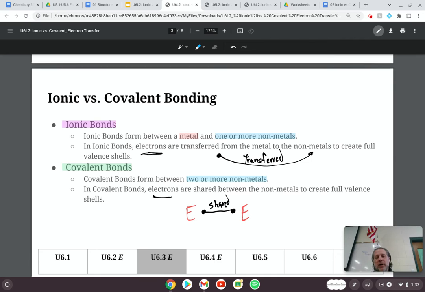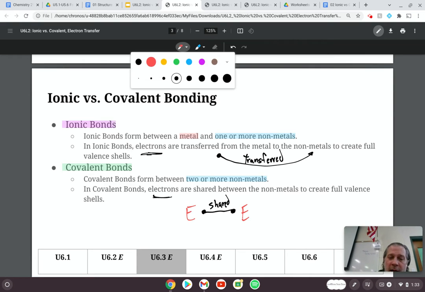Now, we're not going to spend a lot of time showing how electrons are shared in this unit because we have a whole unit dedicated to it later this year. So we're going to really focus on ionic bonds today and the transferring of electrons and how to draw them. But before we jump into that, I want to recap.